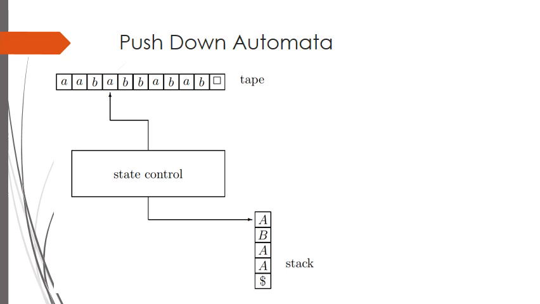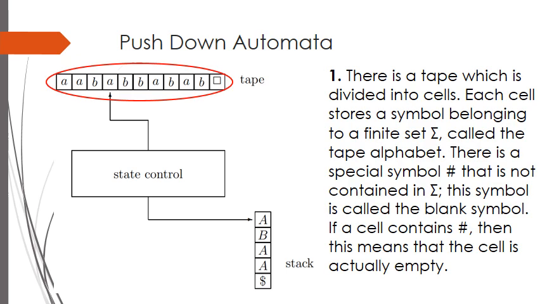Such an automaton looks like the figure on the screen. First, there is a tape which is divided into cells. Each cell stores a symbol belonging to a finite set capital Sigma, called the tape alphabet. There is a special symbol, here we can use the hashtag symbol, that is not contained in capital Sigma. This symbol is called the blank symbol. If a cell contains the blank symbol, then this means that the cell is actually empty.